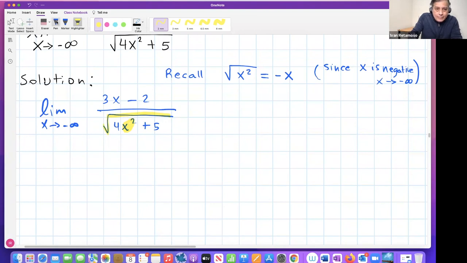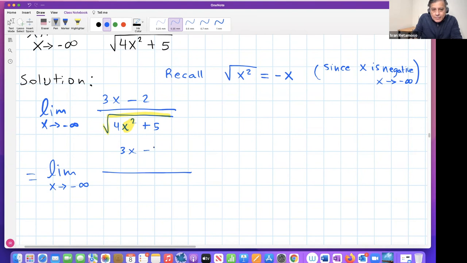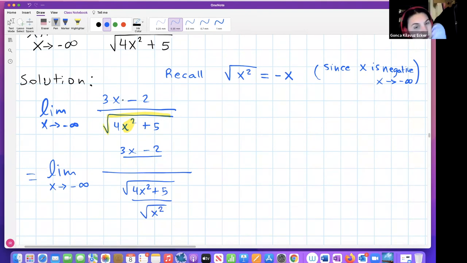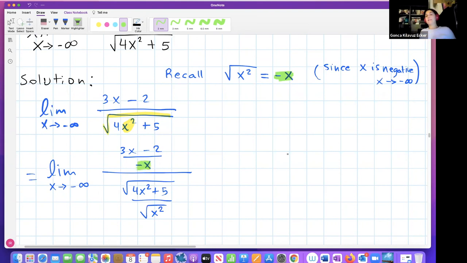Very good. But now notice this will become the limit as x approaches negative infinity of 3x minus 2 over what? Remember, this is going to be the divisor on the bottom. Maybe I should write the one in the bottom first so you will see. This has to be divided by the square root of x squared. But this now is negative x because x is negative. So the divisor here has to be negative x. You follow? Maybe I should put colors here for you to remember what we did. This negative is coming from here. Before it was x because it was positive, but now it's negative x. That's the only trick.